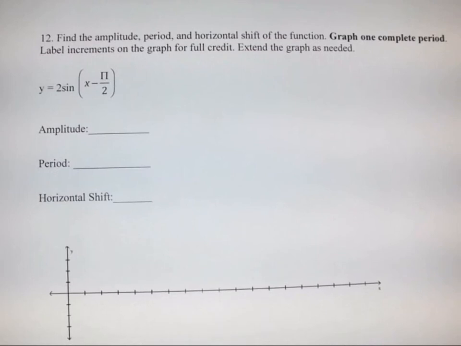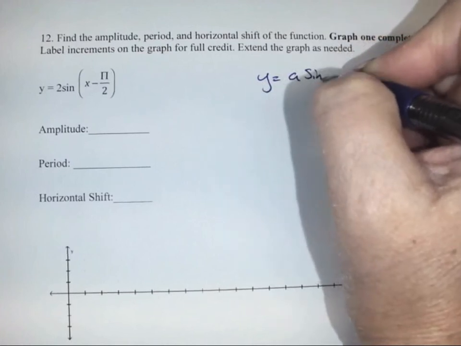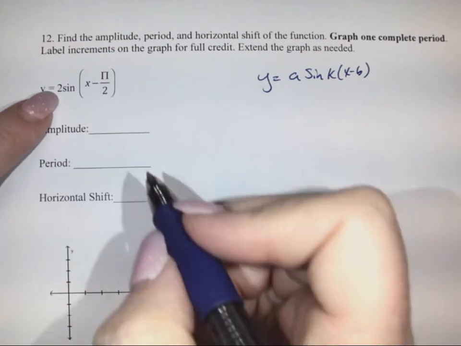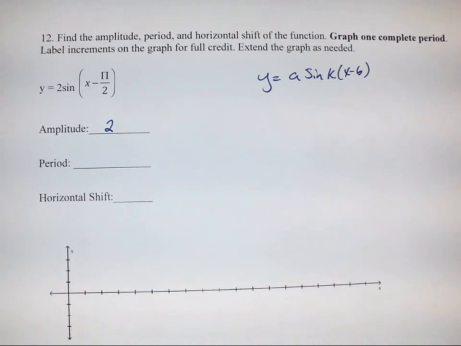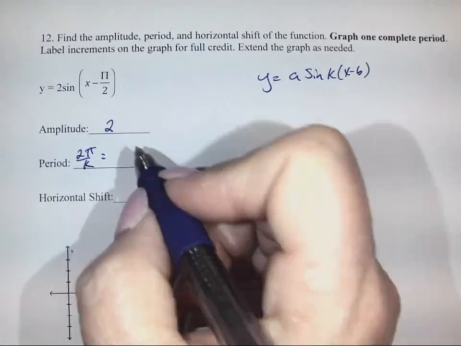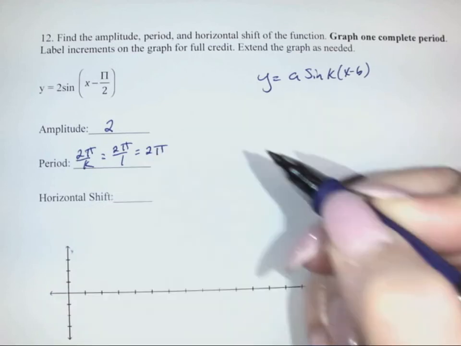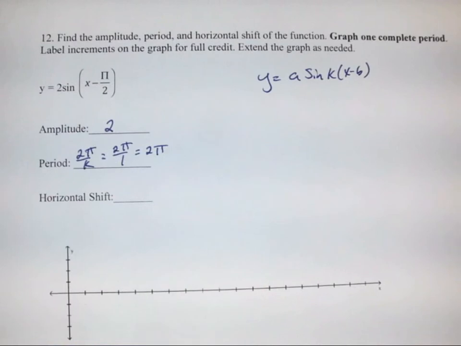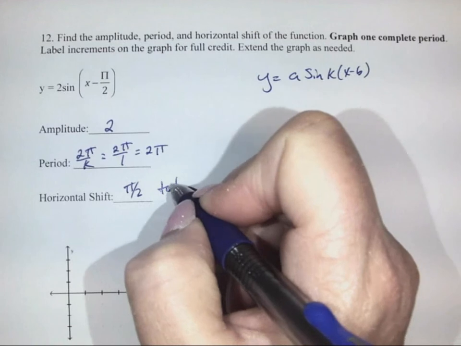Alrighty, so first things first, amplitude. Remember, we're looking at y is equal to A times the sine of k times x minus b. So the amplitude is the A, the absolute value of it. So absolute value of 2 will be 2. Our period, because it's a sine curve, would be 2 pi over k. Our k is equal to 1, so 2 pi over 1, so it'll be 2 pi. The horizontal shift is going to be opposite of what you see, so it's not the negative but the positive of it, so it'll be pi over 2 to the right.